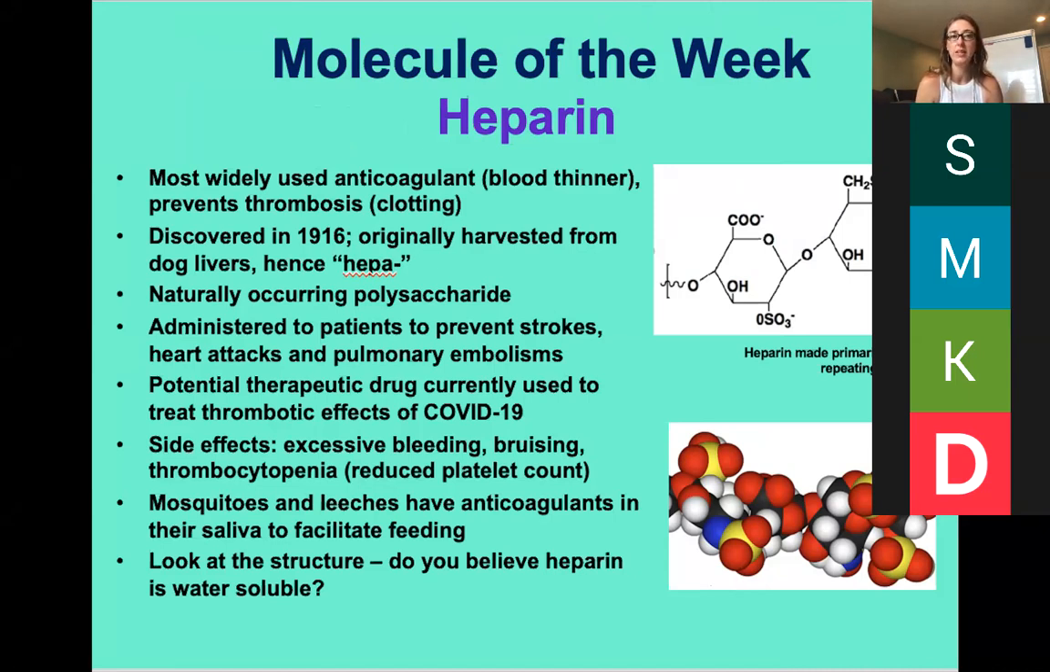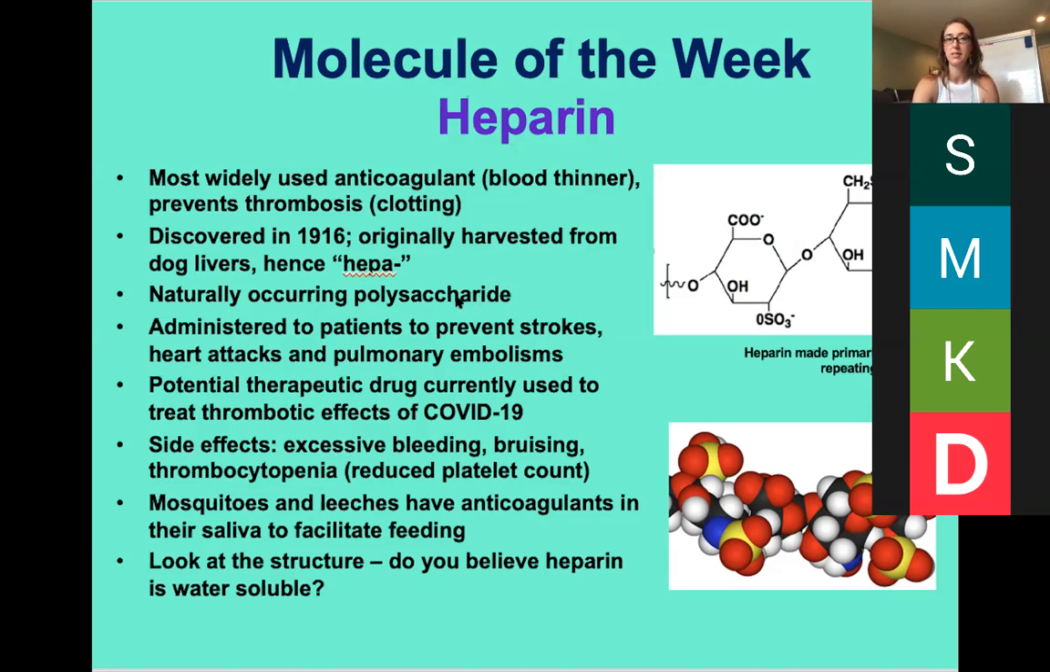Heparin is the most widely used anticoagulant in the medical setting. It's a blood thinner, okay? Anticoagulant means it keeps your blood from clotting. So it prevents what we call thrombosis, and thrombosis is just the fancy medical word for clotting. It was discovered in 1916, and it was originally harvested from dog livers, hence the prefix hepa in the word, because hepatic refers to liver. So heparin is isolated from the liver, and it's a naturally occurring polysaccharide.